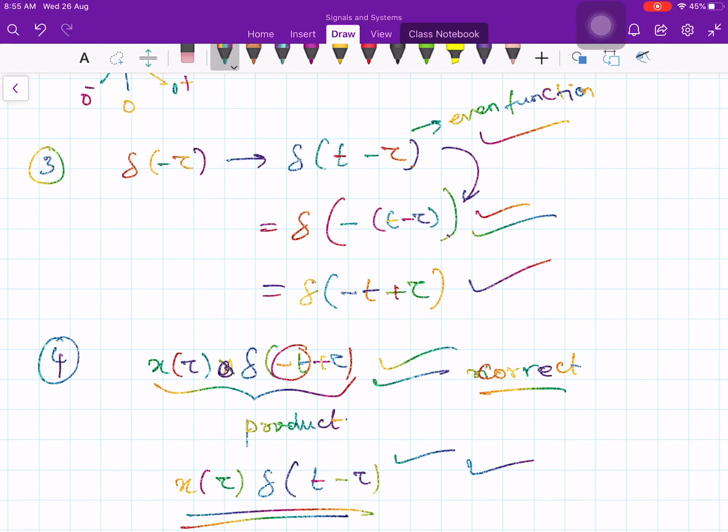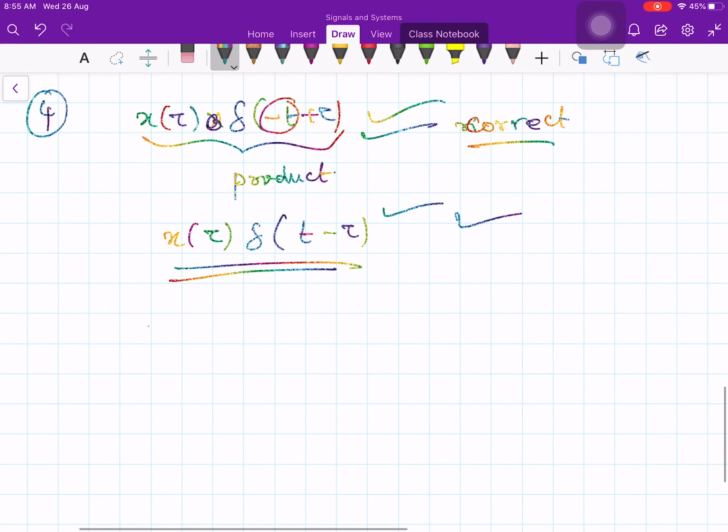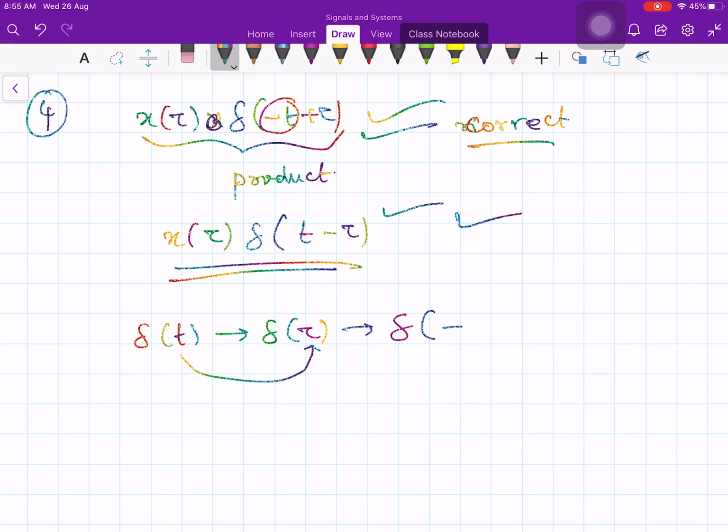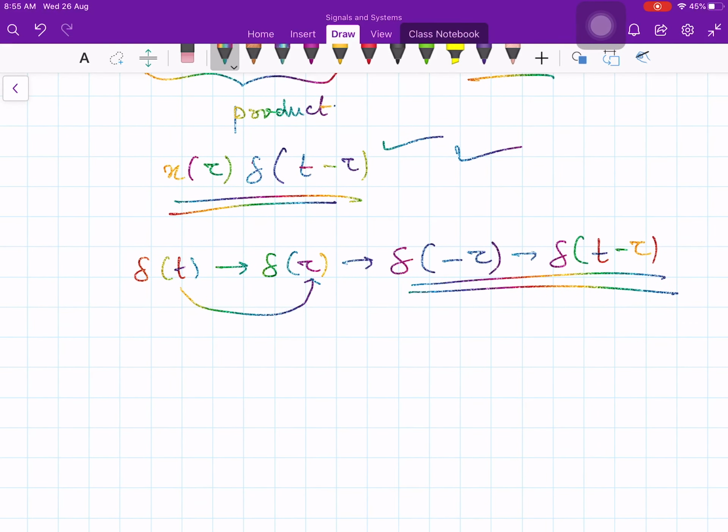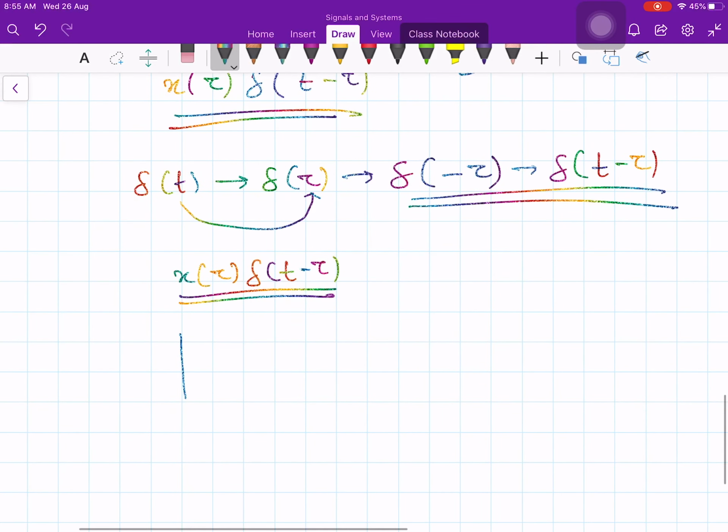So, del of t becomes del of tau, then again change of independent variable, then you shift by time instant, fold it. So, del of minus tau, then delay it by t seconds. So, del of t minus tau, this is the whole process. Now, you take that del of t minus tau and multiply with x of tau. So, it is a product. Okay. Now, we know that your del of minus tau is like this.